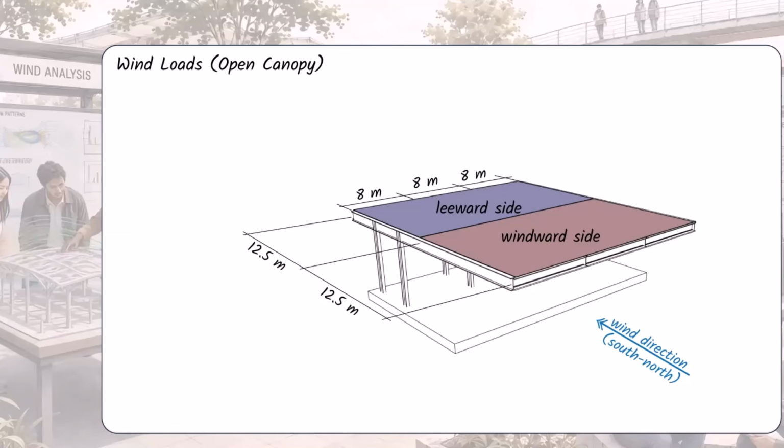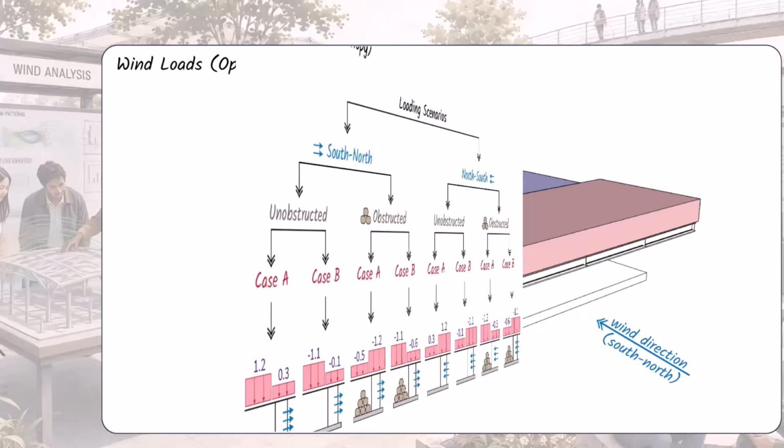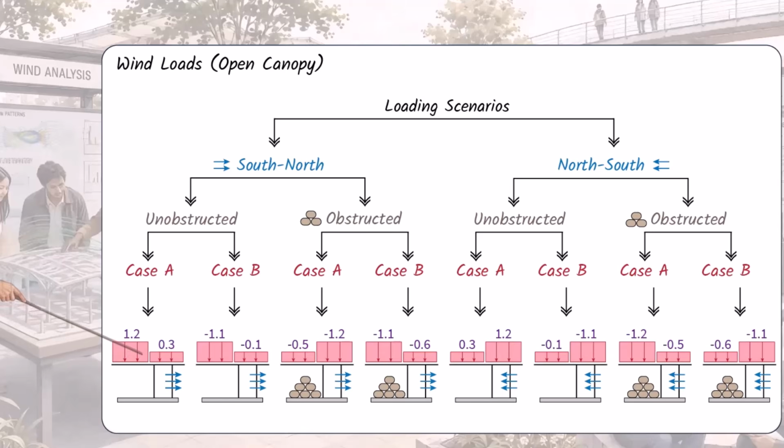We can represent the pressure acting on each side as a block, like this. For this scenario, the pressure coefficient on the windward side is 1.2, and on the leeward side, it is 0.3. Both coefficients are positive, so both pressures act downward toward the roof.